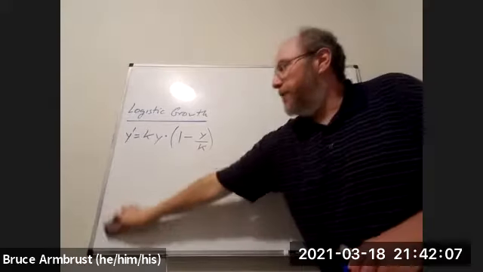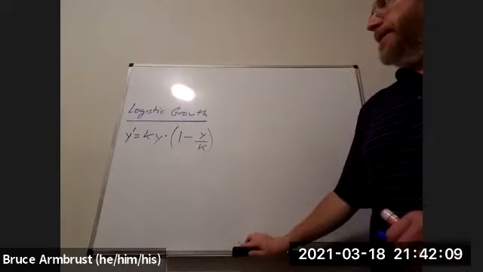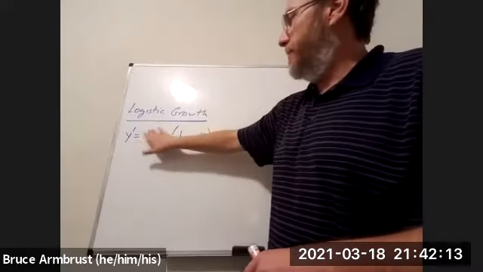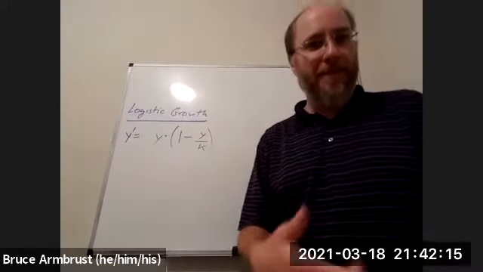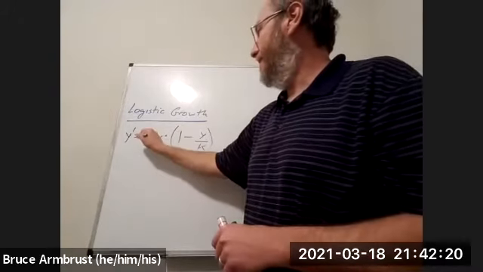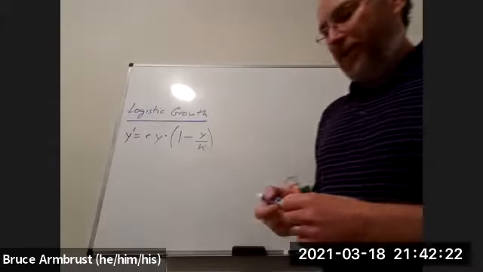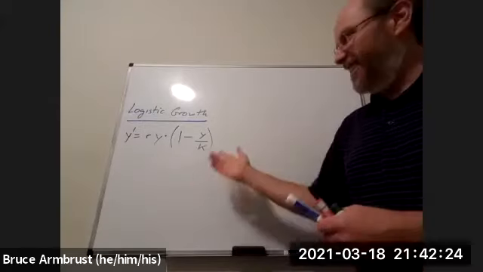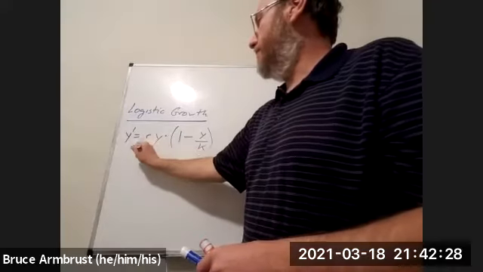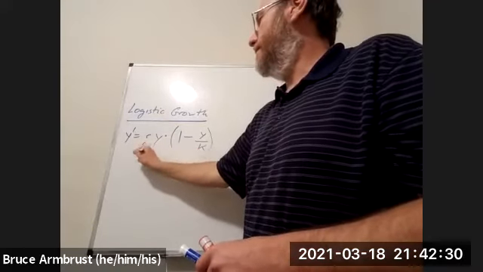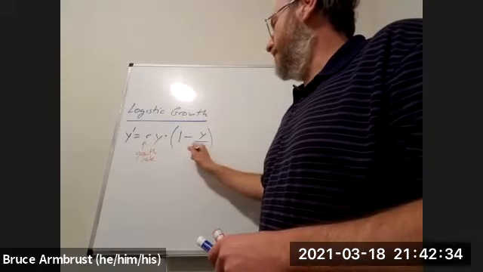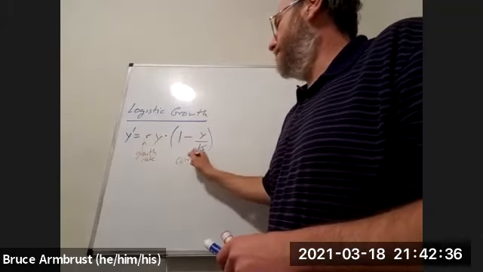What I'm gonna do first, just to make life easy. Oh, I just realized I have 2 Ks. I meant for this first one to be an R. Look at that. My first mistake was even when I first started. We want R times Y. Can't use K because that's K. So again, R is the growth rate. K is the carrying capacity.